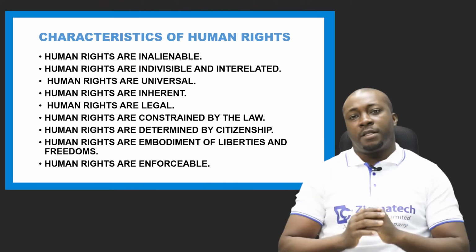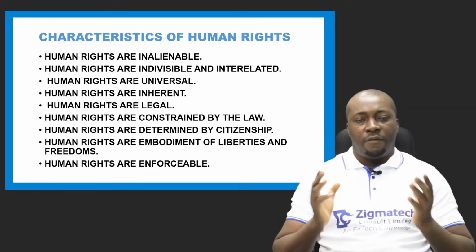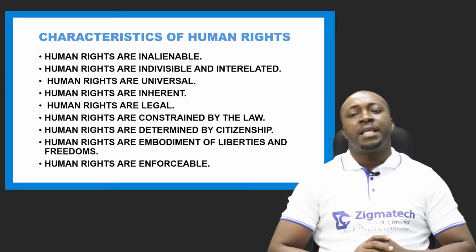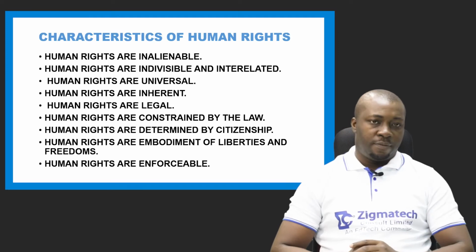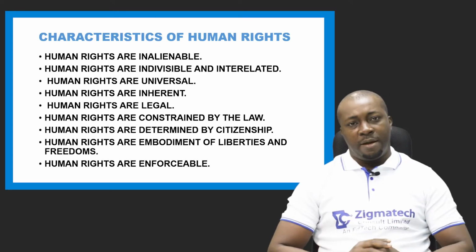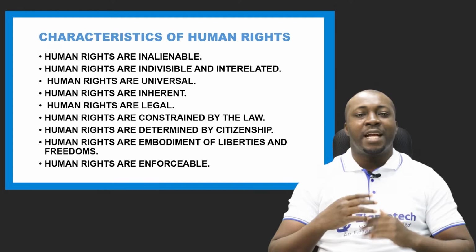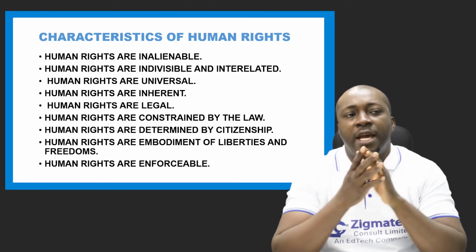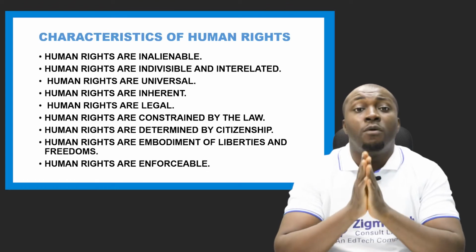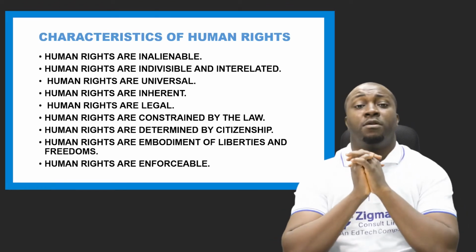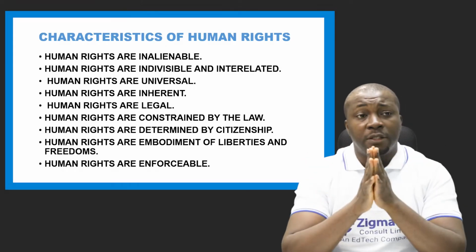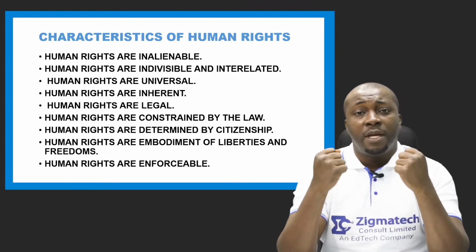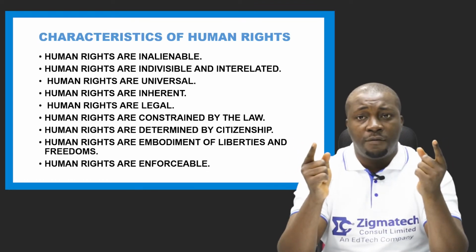Now, let's look at the characteristics of human rights for a better understanding of human rights. Number 1, human rights are inalienable. What we mean by inalienability of human rights? It means that they cannot be unduly taken away from you, except by legal means. There must be a legal procedure and means of denying you your right if it is necessary. So the inalienable cannot be taken away unduly from you.